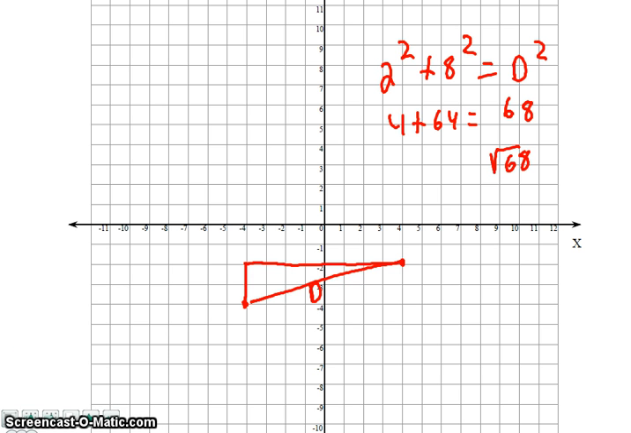Oh, the screen's doing something weird. Not sure what's going on, but let me get this figured out.